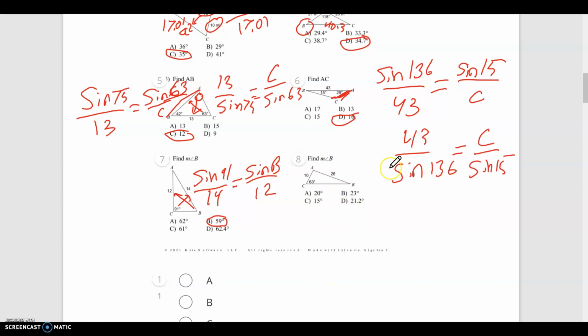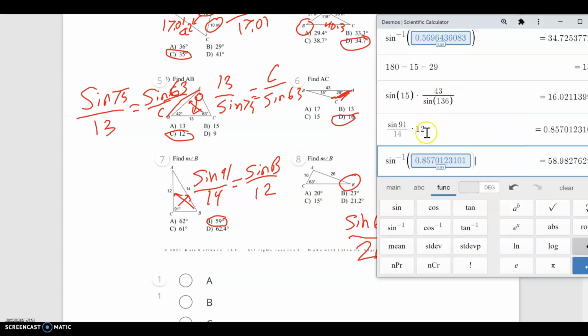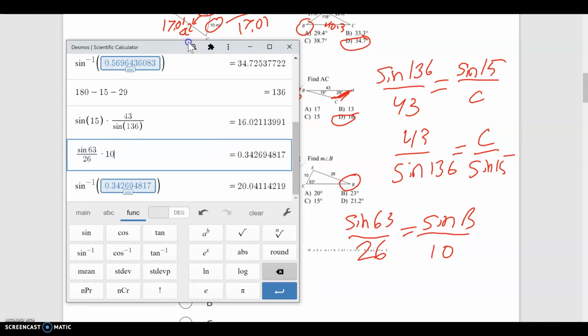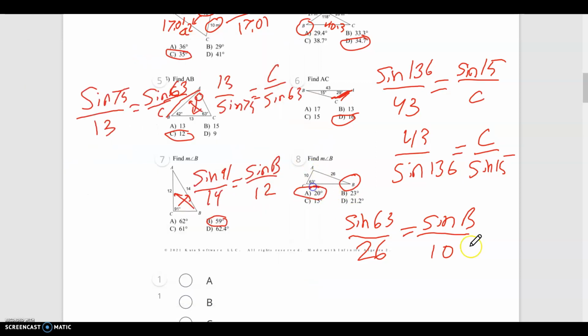You'll see number 8 will be very similar. Once again, sine of 63 over 26. They want you to find angle B, so this would be sine of B over 10. I'll times 10 over and do the same thing again. So this is sine of 63 over 26 times 10. Since we're doing sine, my degree angle is 20, so therefore my answer is A. And that's questions 1 through 8.